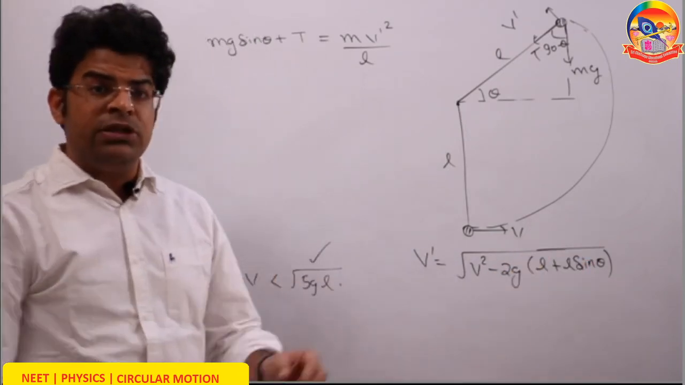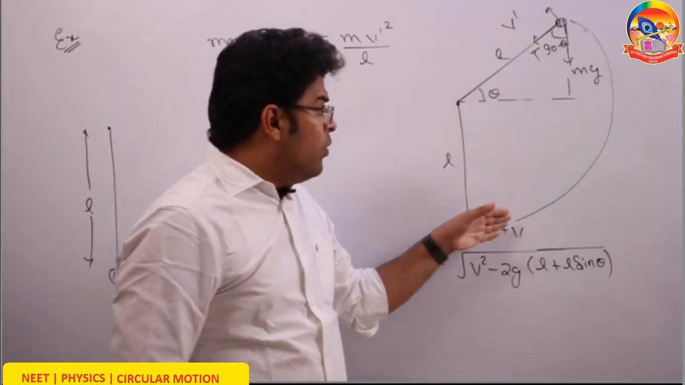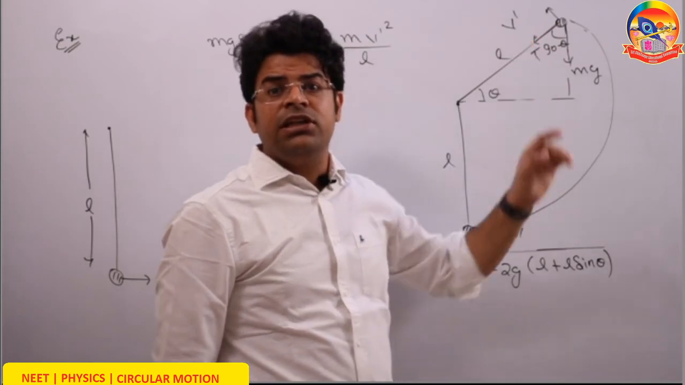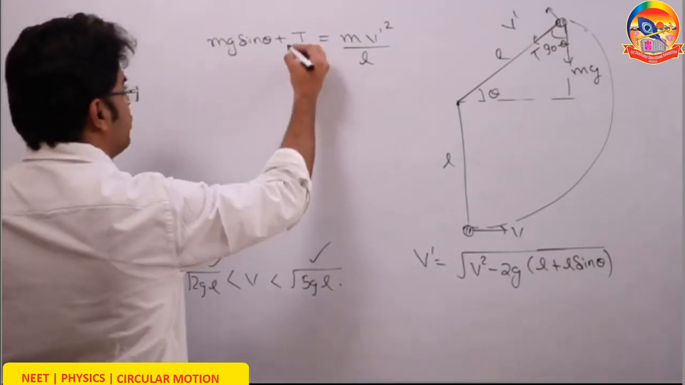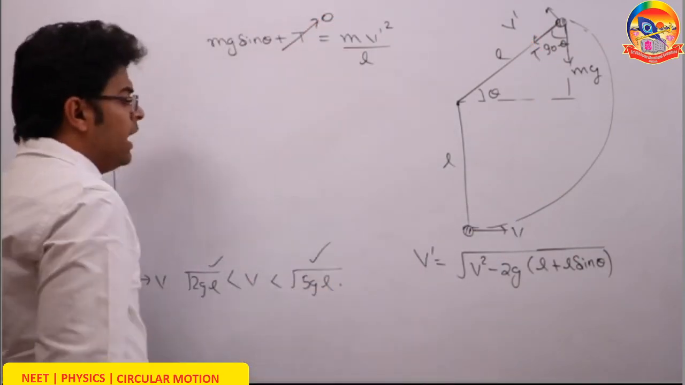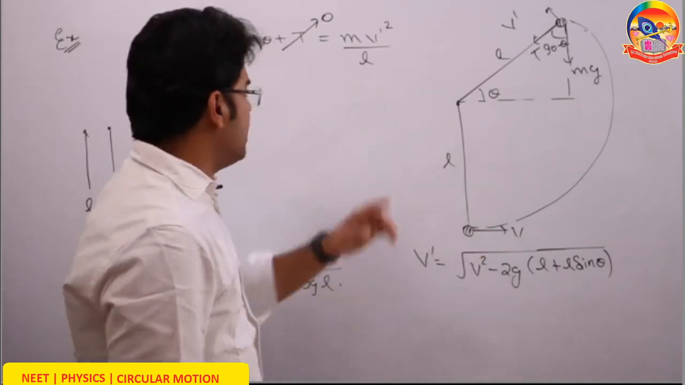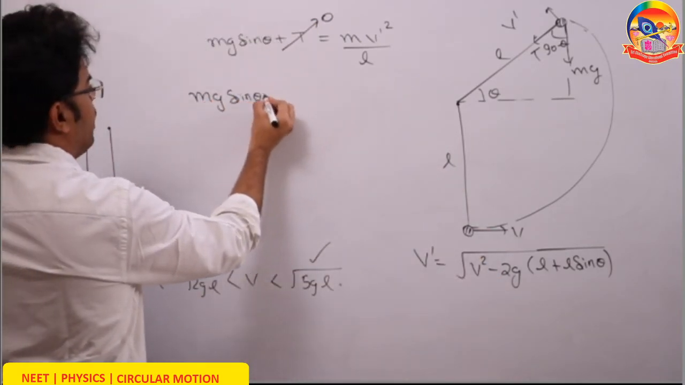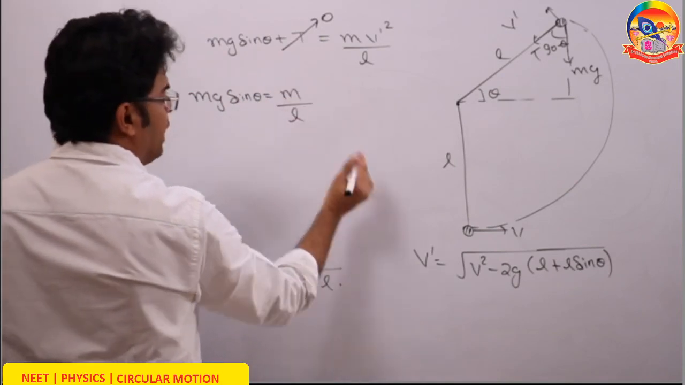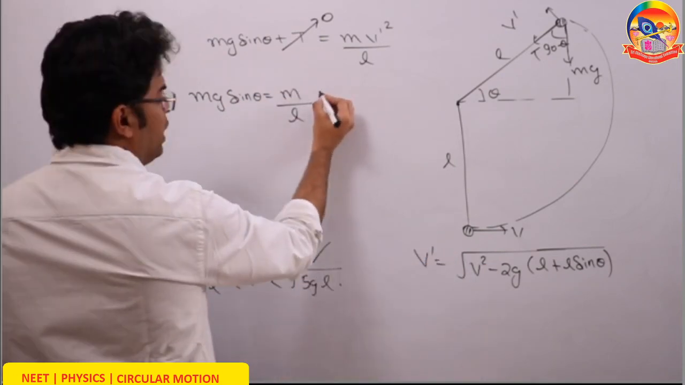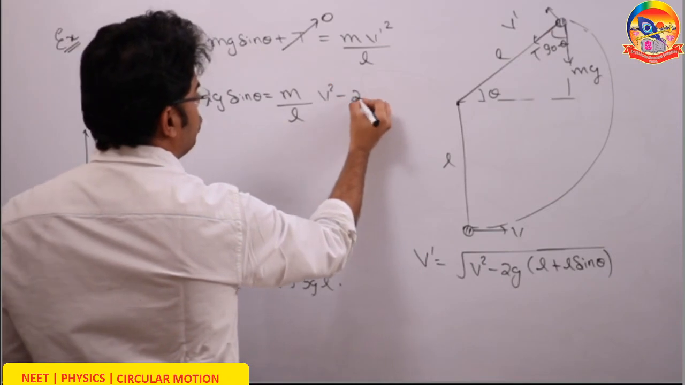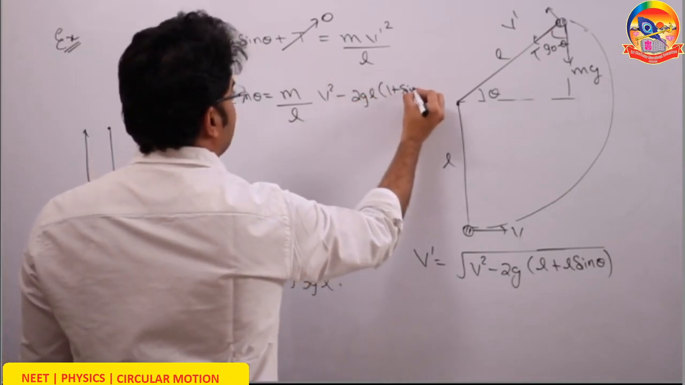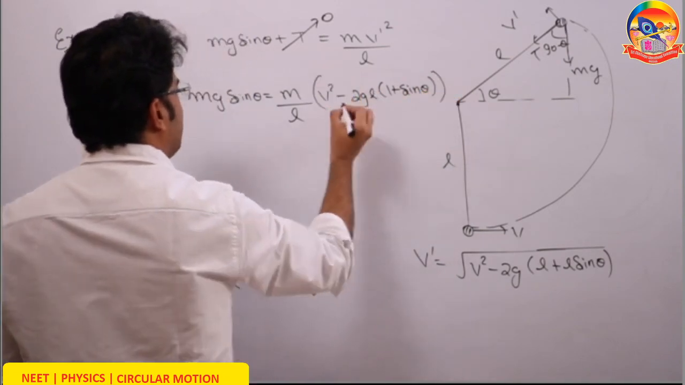And one more thing, since here the bob stops performing circular motion, the tension in the string becomes 0. So substitute the tension in the string as 0, and in place of v dash square substitute this expression. So you get mg sin theta equals m by L times v square minus 2gL times (1 plus sin theta).